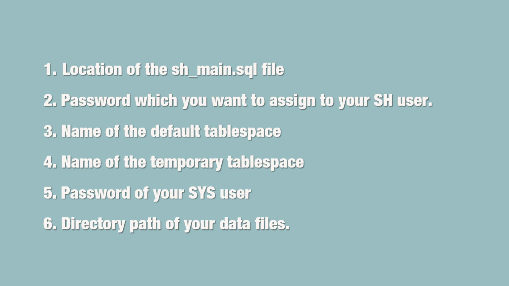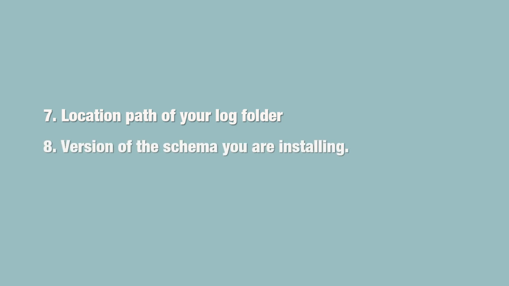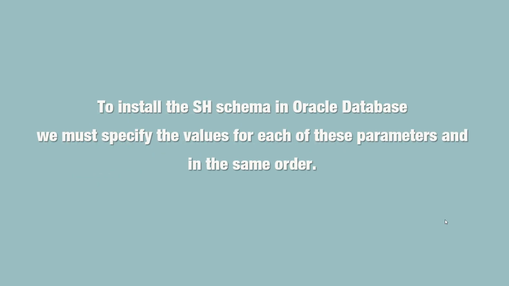This will be the path where compiler can find all the sh schema related files like lsh_v3.sql, csh_v3.sql, psh_v3.sql and others. 7th, location path of your log folder. 8th, version of the schema you are installing. 9th, connect string. To install the sh schema in Oracle database, we must specify the values for each of these parameters and in the same order.